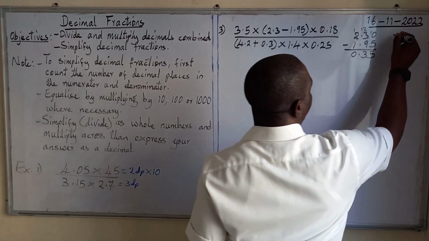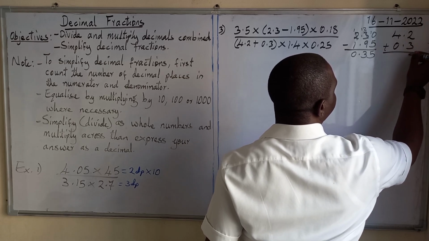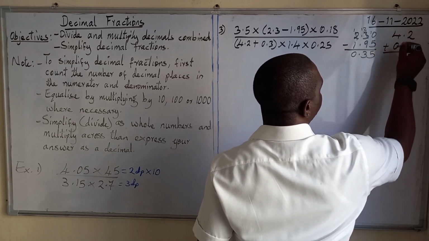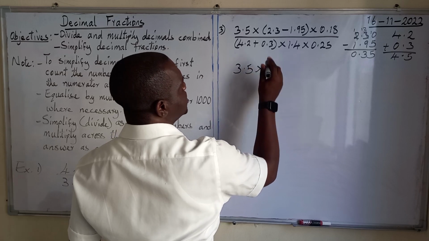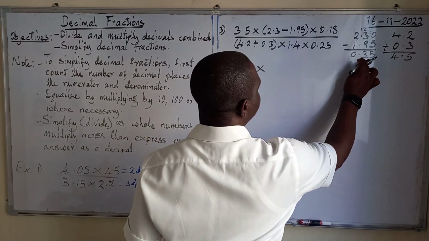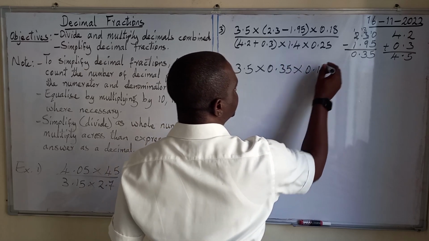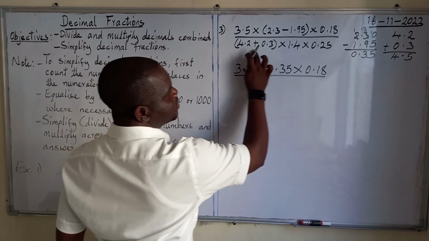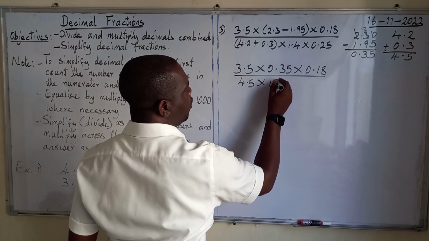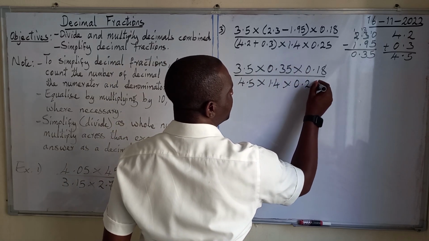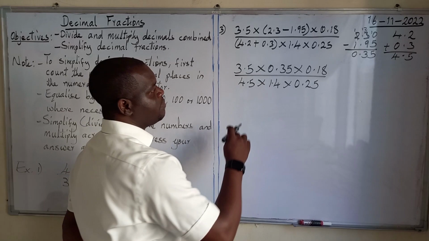Then we go below to add 4.2 plus 0.3. 2 plus 3 is 5. Fix your decimal. And 4 plus 0 is 4. So we restate this problem. 0.35 times 0.18, instead of this, we are going to write 0.35 times 0.18. All this over, instead of this, we are going to write the answer we've had, which is 4.5 times 1.4 times 0.25. At this point, we have all multiplication, and we can count our number of decimal places across.